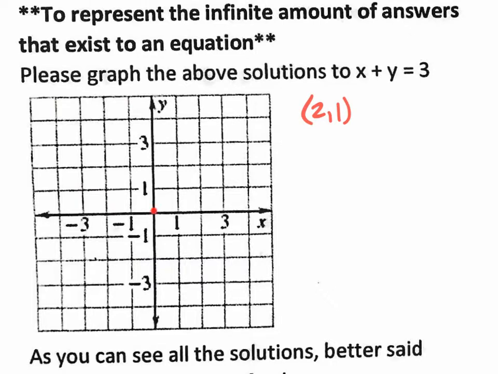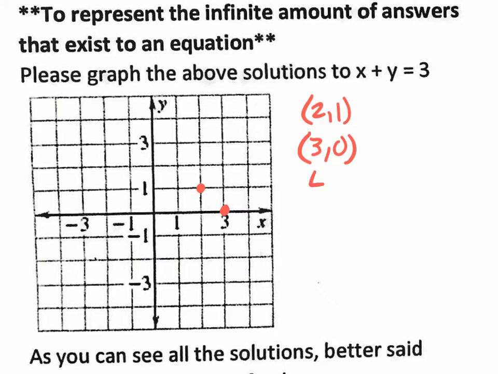You're going to go from the origin, 2 on the x, 1 on the y, and you're going to put a dot right there. 2, 1. What else worked? We said 3, 0 also works. 3 plus 0 is 3. So if we go 3 on the x, 0 on the y, it would be a dot right there. So 3, 0 is right there. Or we also said 4 and negative 1. Well, that would be right there.